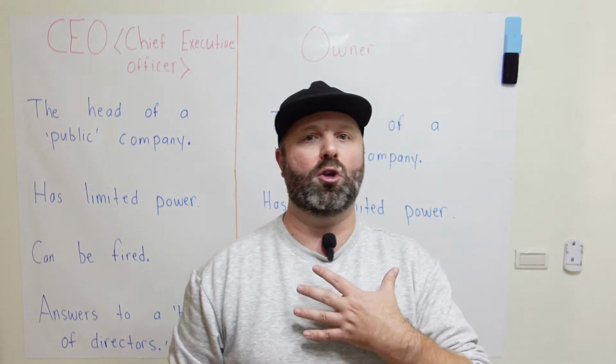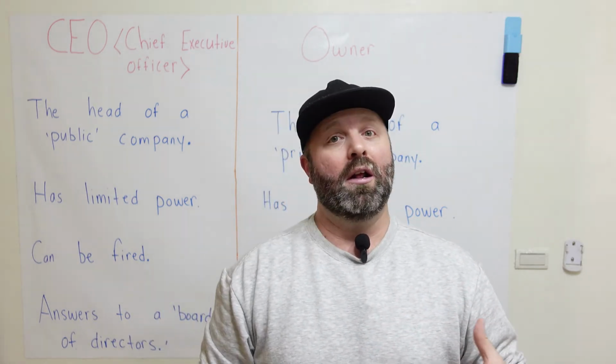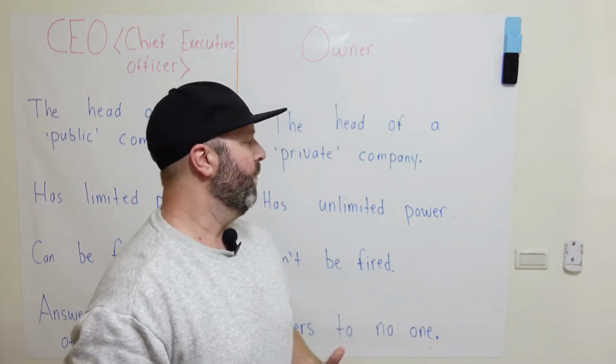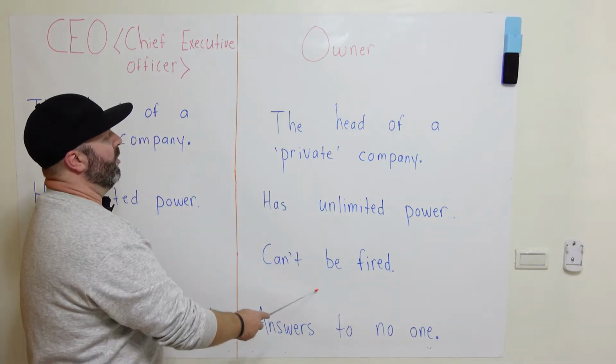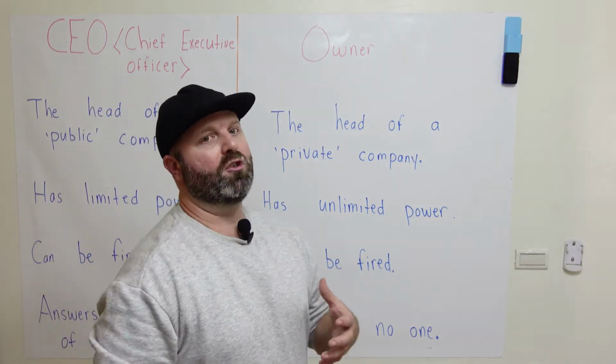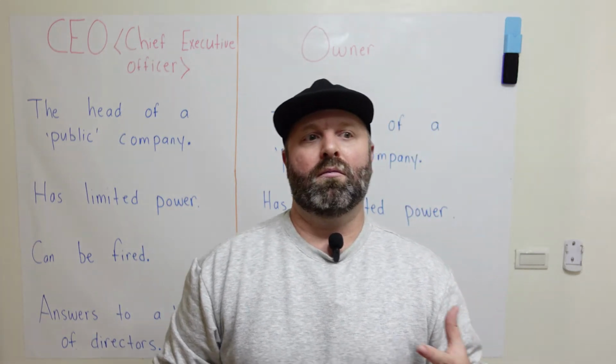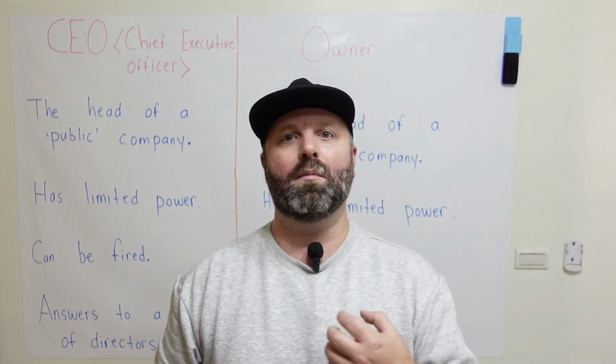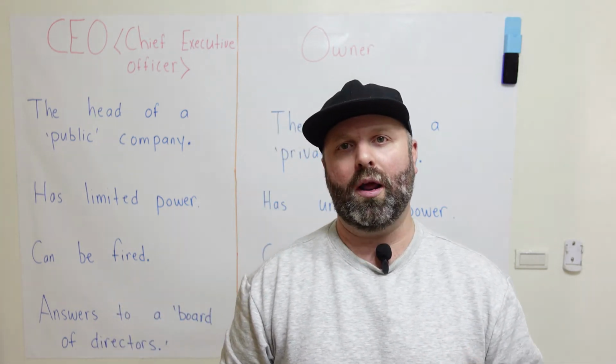If I want to have the uniforms to be green and yellow, then that's my decision. So the uniforms are going to be green and yellow. Now, an owner can't be fired. If it's Joel's Hamburger Shop, I can't fire myself. No one's gonna fire me, okay? It's my business. I can do what I want.